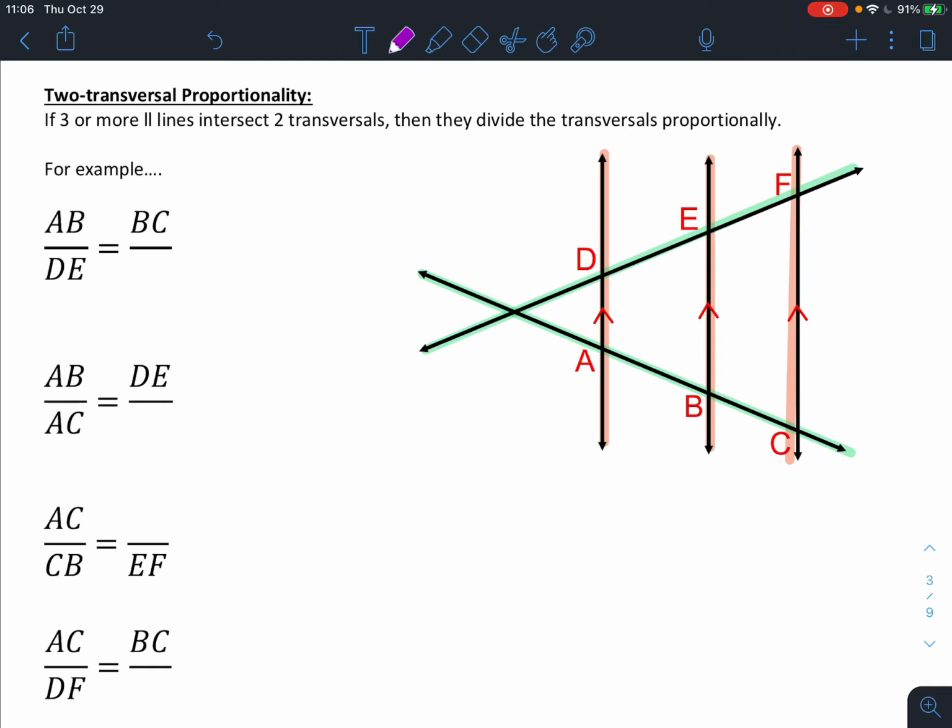It divides them proportionally. So let's take a look at a couple of proportions and fill in the blank. AB is to DE as BC is to EF or FE. AB is to AC as DE is to DF or FD.